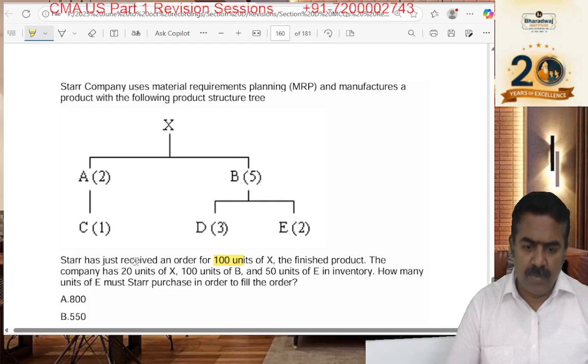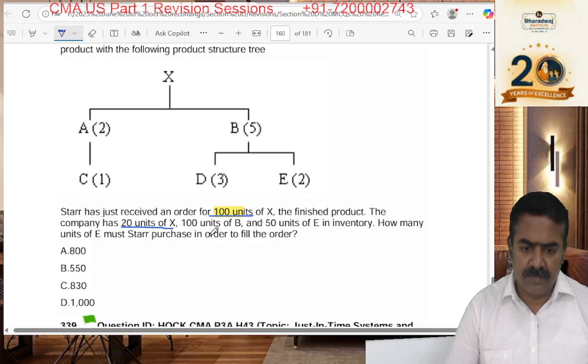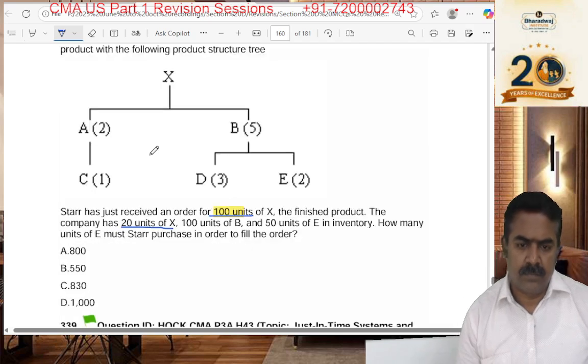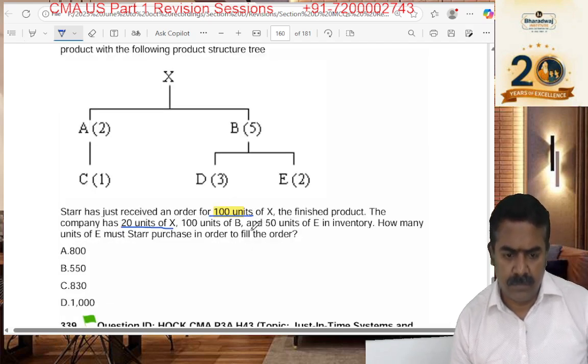So we need to buy for 80 units. 100 units of X is there. Already 20 units of stock is there. 50 units of E is there in inventory. How many units of E must be purchased in order to fill the order?